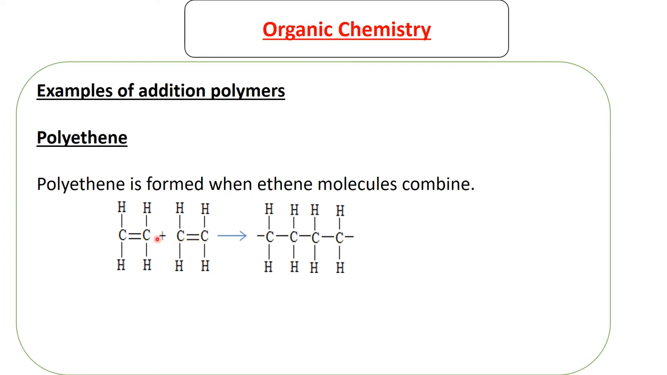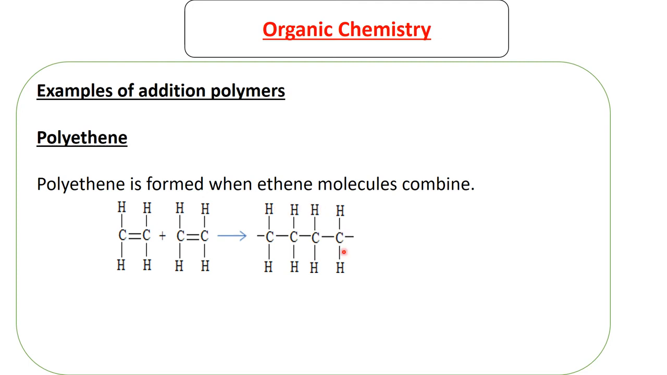So what they are going to do is this carbon will form a bond with this carbon, meaning that this is going to have 4 bonds and this is going to have 4 bonds when these bonds are broken. Then this carbon atom here is also going to form a bond with another ethene, and this is also going to form a bond with another ethene.